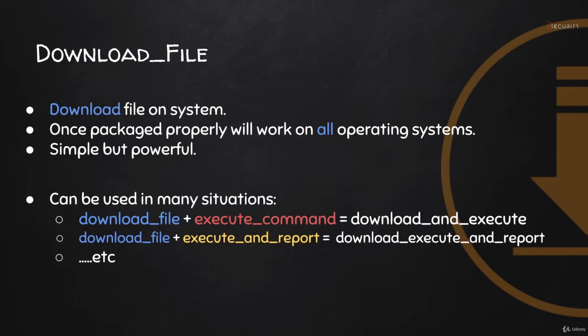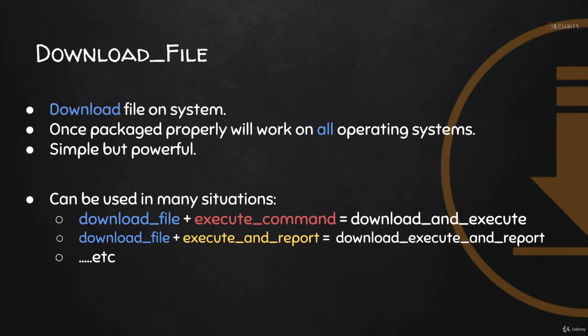So basically, like I said, the execute and report was basically the execute program with the sendMail function. Now what we can do is we can use the download file function that we're going to build with the execute command that we built before, and that will give us a brand new program which will download the file and execute it on the system. So you can use that to download a keylogger, a virus, anything that you can think of really, and execute it on the target computer.